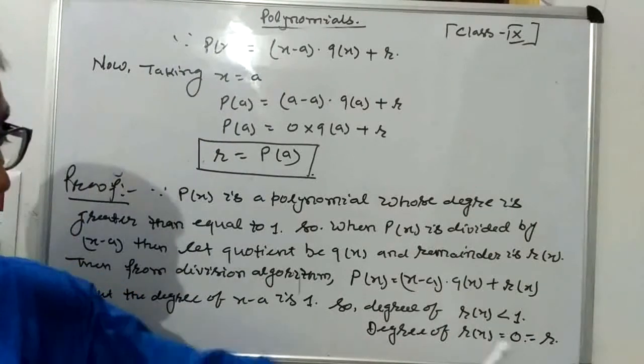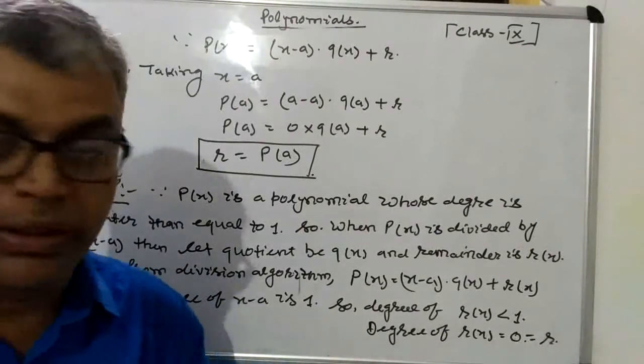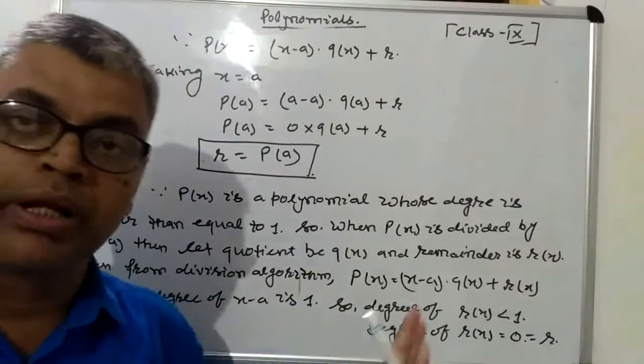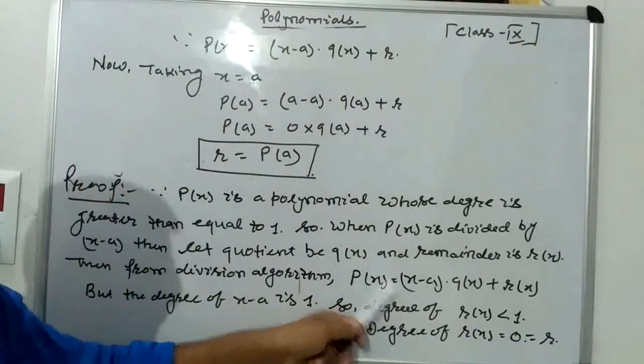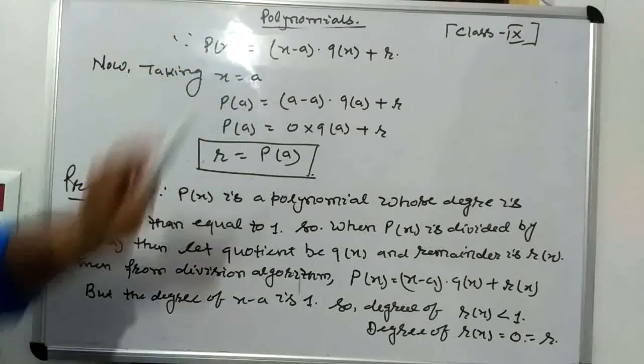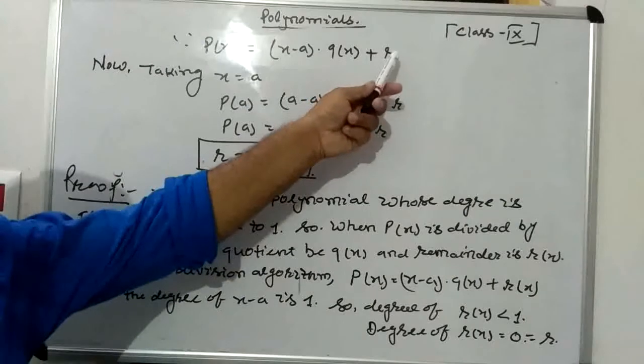It means it is a constant polynomial, so it will be R only. The degree, its value will be only R. Now putting this value in this equation, we have P(x) equals (x minus a) into Q(x) plus R.